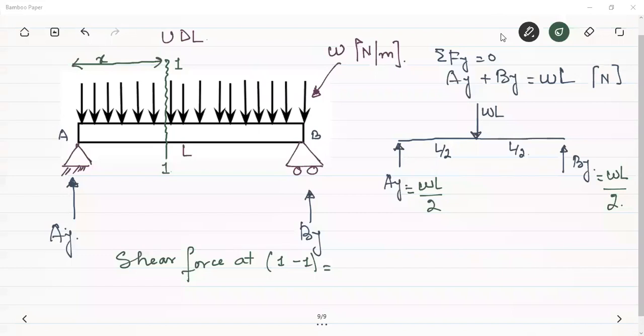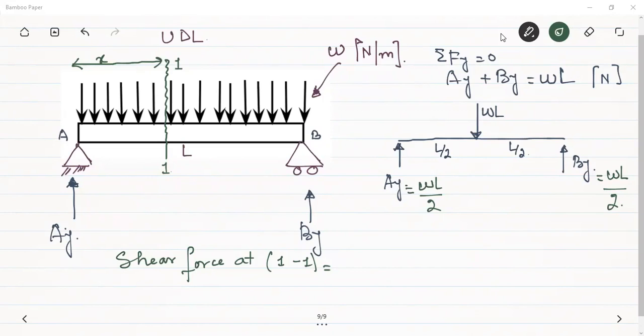Shear force at section 1-1. How do we define the shear force at section 1-1? It is the algebraic sum of all the shear forces either towards right or towards left. Now we are used to seeing the left hand side of the section. Let's go with that. What are the forces from the left hand side of the section? Only AY. There is also a UDL.